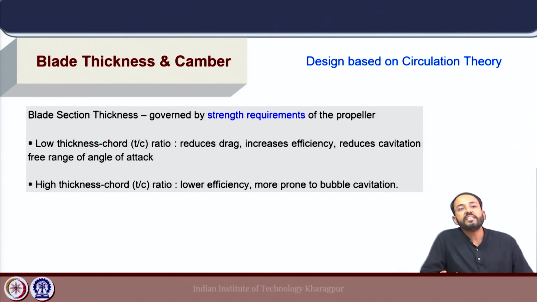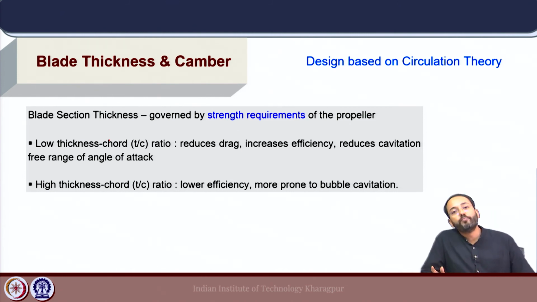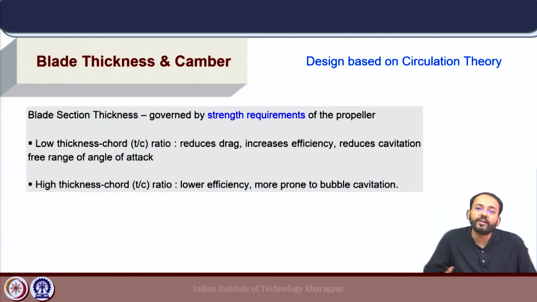A low thickness by chord ratio is good in terms of reduced drag and increased efficiency, but it has a lower strength, and also the cavitation free range of the angle of attack is reduced. On the other hand, if the thickness by chord ratio is high, the efficiency is low, but the cavitation free angle of attack in terms of sheet cavitation is increased, but it is more prone to bubble cavitation, as we have already seen in the cavitation bucket diagrams of section profiles.